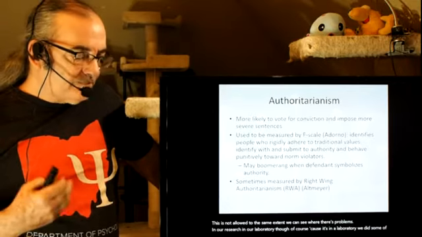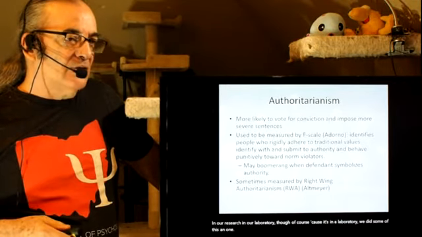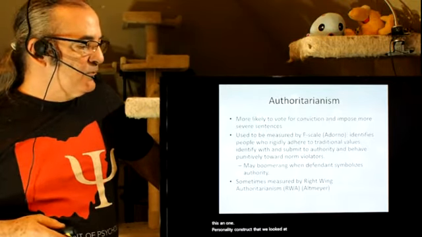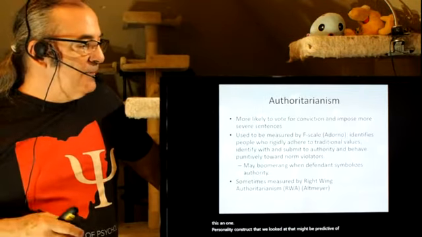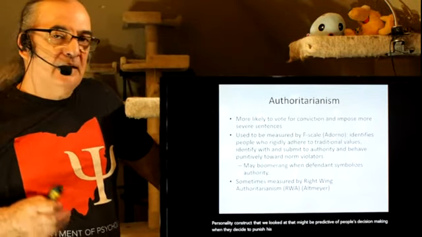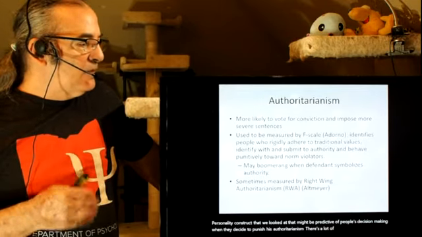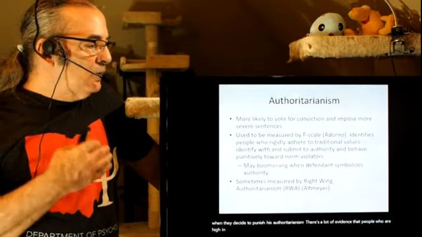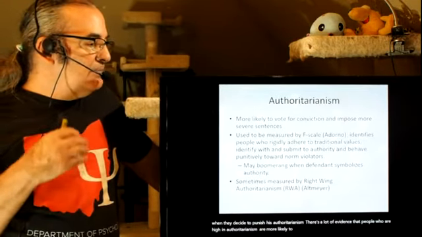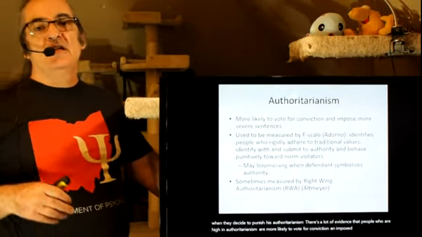And one personality construct that we looked at that might be predictive of people's decision-making when they decide to punish is authoritarianism. There's a lot of evidence that people who are high in authoritarianism are more likely to vote for conviction and impose more severe sentences.